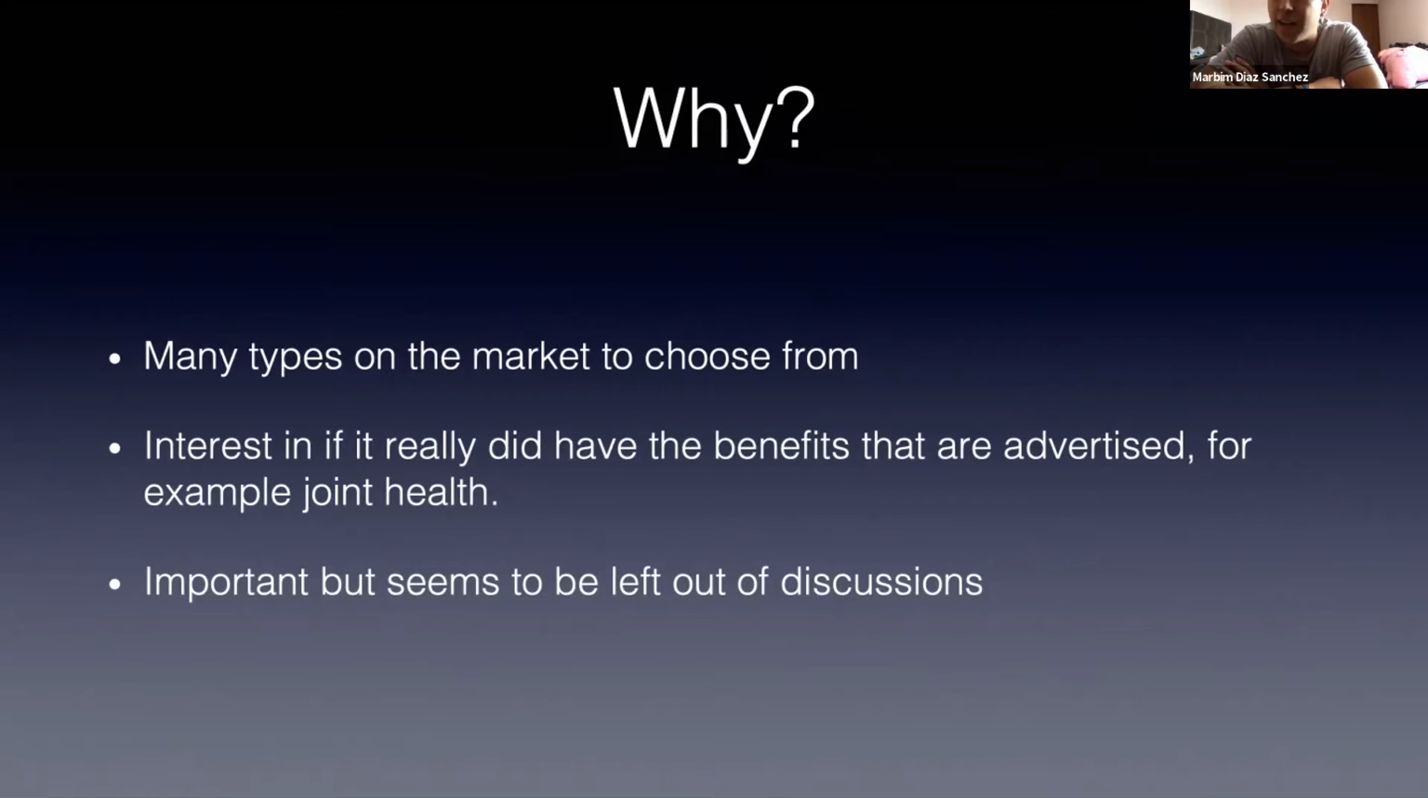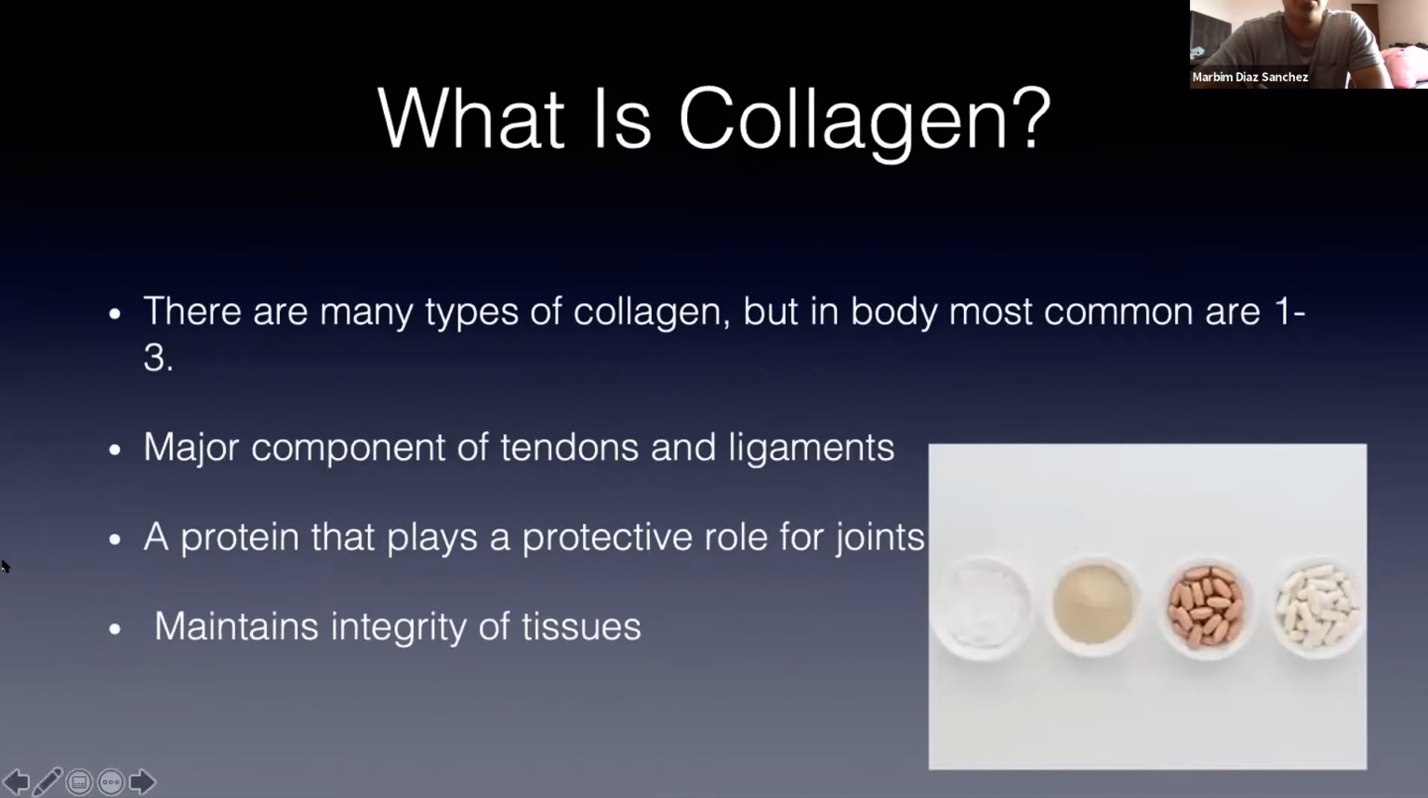So I took anatomy, and I don't know if anybody else did. When we covered cartilage and joints, I don't remember ever touching on collagen, which throughout my research seemed to cover a lot of these topics. There are many types of collagen. I think there are over 10 or even up to 20, but the most common ones are types 1 through 3. They are major components of tendons and ligaments. They're a protein that plays a protective role in joints. As we know, a joint is bone to bone, and collagen maintains the integrity of tissues.